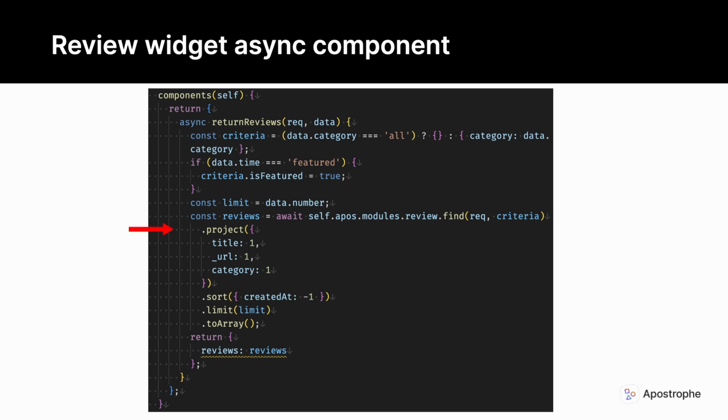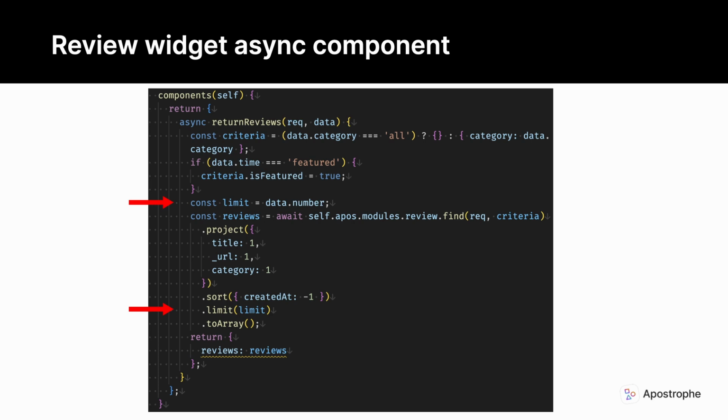We're using project to limit the returned information to just the title, category, and computed URL. Without the category, the computed URL would return the wrong parent page for each review. The sort query builder is arranging the reviews by their created at date in descending order, which means that the latest review will be first.